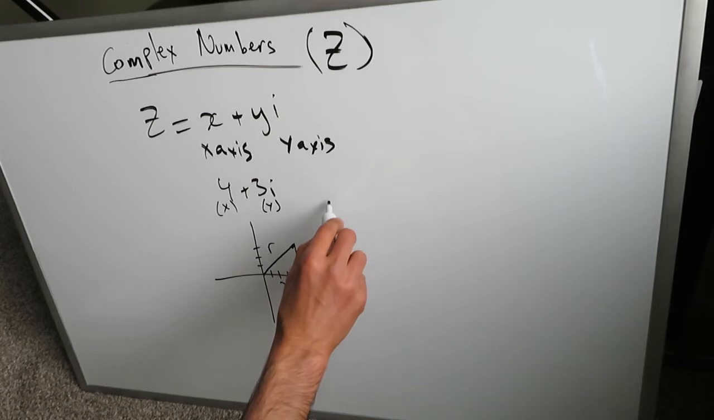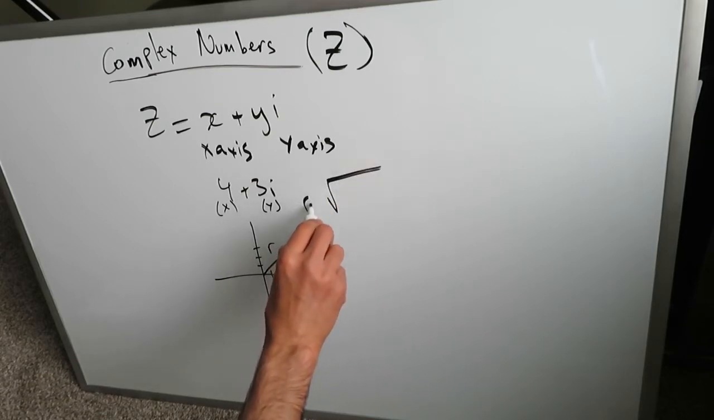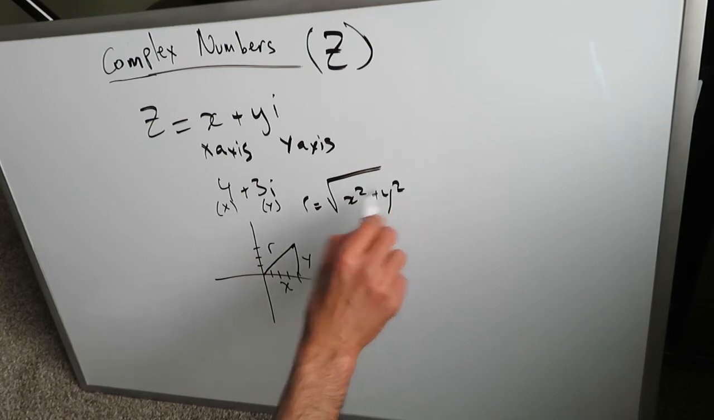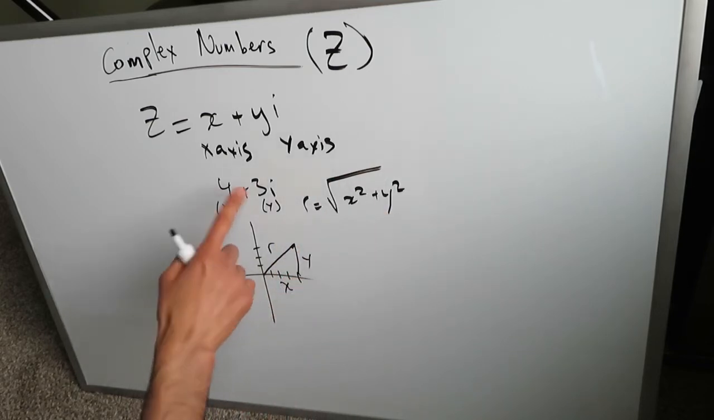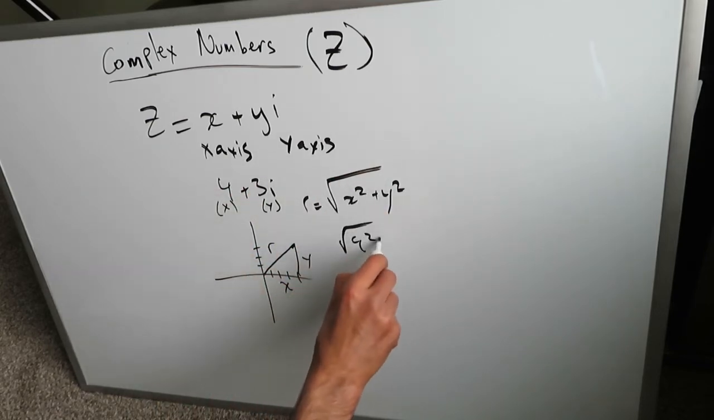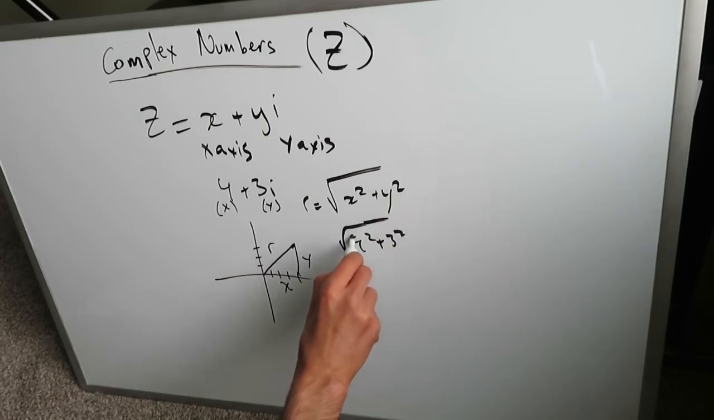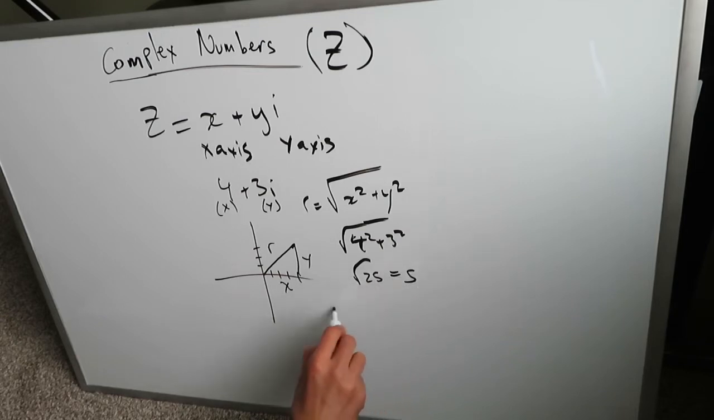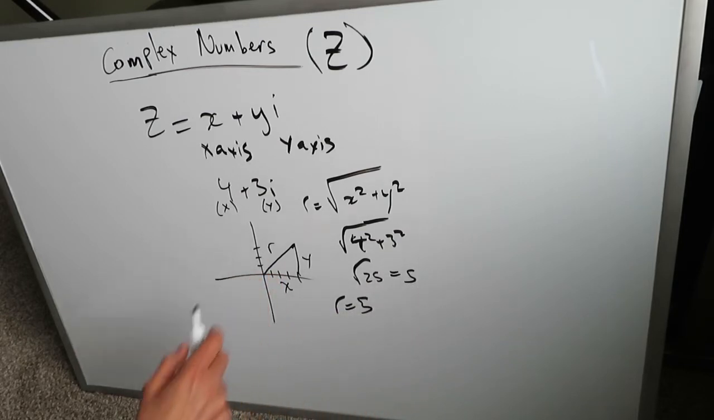R is determined by exactly the same formula as the distance formula. You're going to do x squared plus y squared, and you're going to take the square root. You're going to do 4 squared plus 3 squared, and you're going to root it. You'll get 16 plus 9, you'll get root 25, and you'll get 5. So here R is equal to 5. The modulus of this complex number is equal to 5.